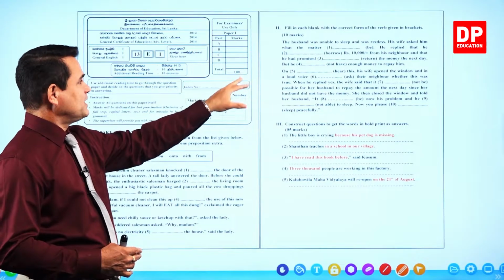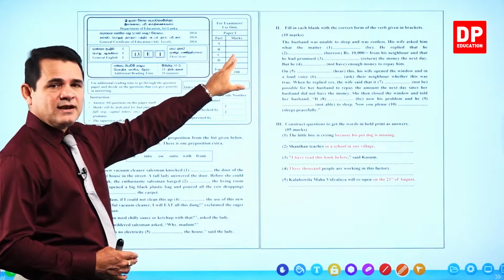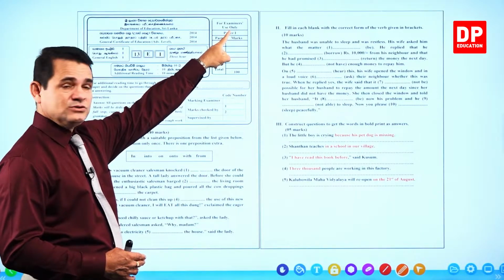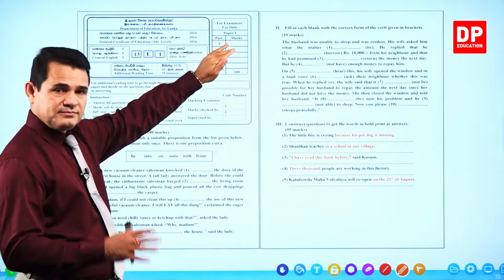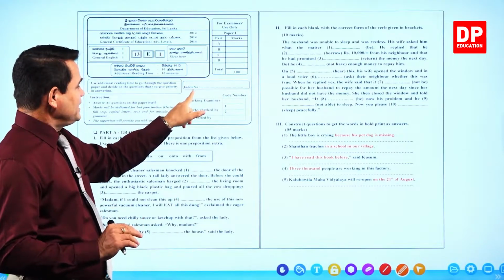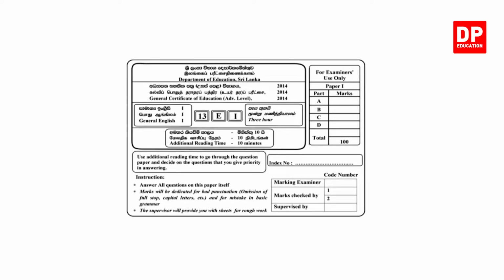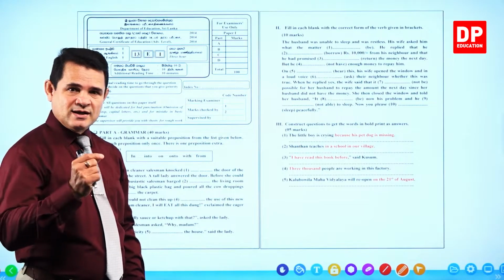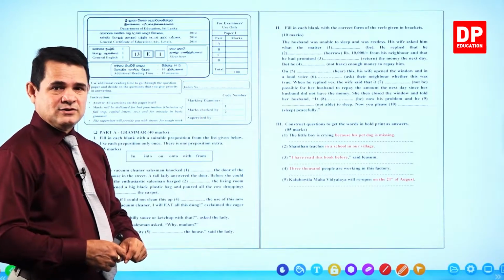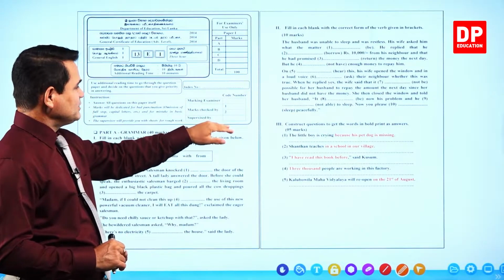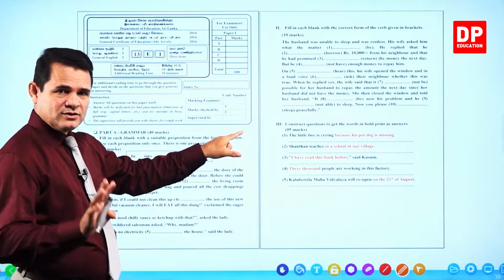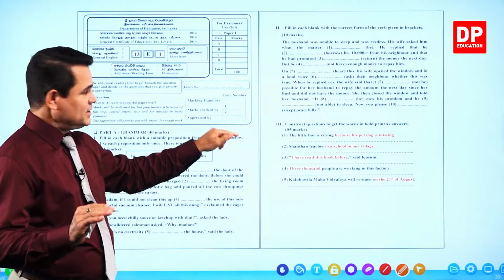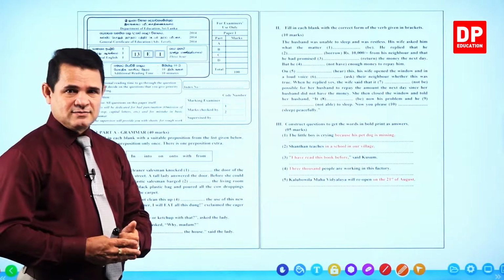Here you have a cage. Don't write anything here. Here it says for examiners use only. So you have nothing to do there. And next below that you can see index number. This is the place where you write your index number, not your name, right? And then below that once again there is another cage, marking examiner code number. You have nothing to write there.